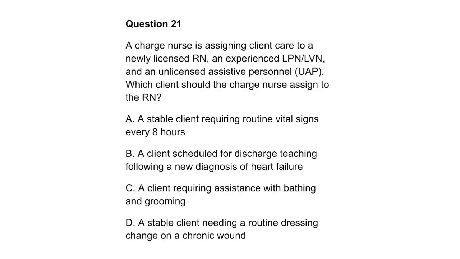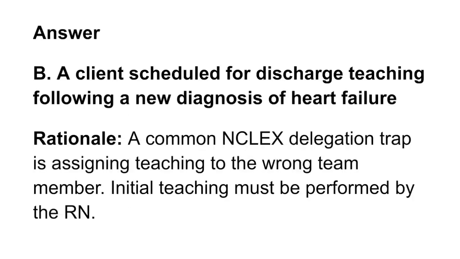Question 21. A charge nurse is assigning client care to a newly licensed RN, an experienced LPN/LVN, and an unlicensed assistive personnel, UAP. Which client should the charge nurse assign to the RN? A. A stable client requiring routine vital signs every 8 hours. B. A client scheduled for discharge teaching following a new diagnosis of heart failure. C. A client requiring assistance with bathing and grooming. D. A stable client needing a routine dressing change on a chronic wound. Answer: B. A client scheduled for discharge teaching following a new diagnosis of heart failure. Rationale: a common NCLEX delegation trap is assigning teaching to the wrong team member. Initial teaching must be performed by the RN.